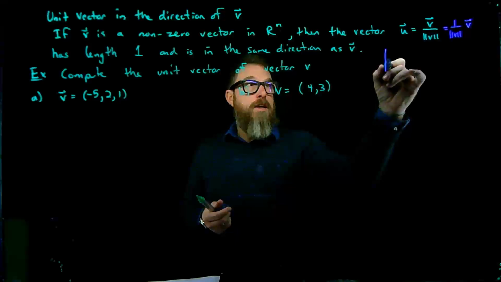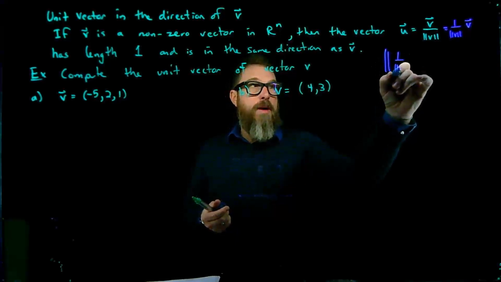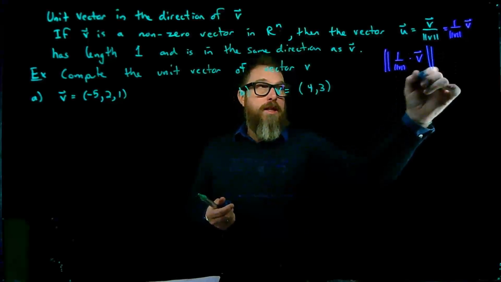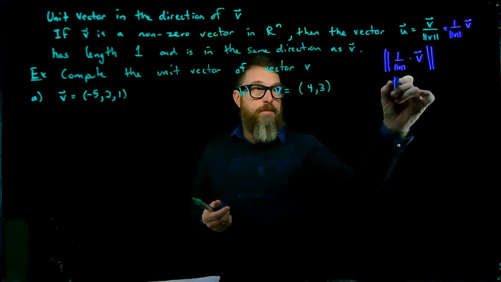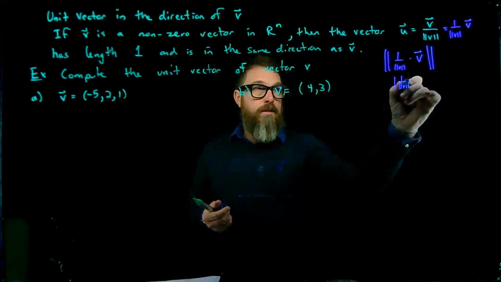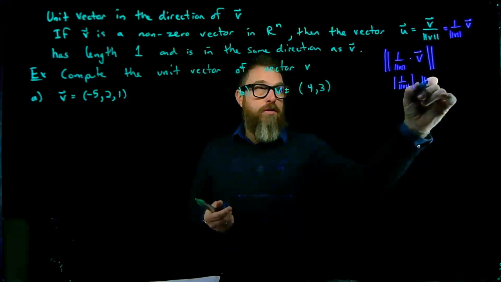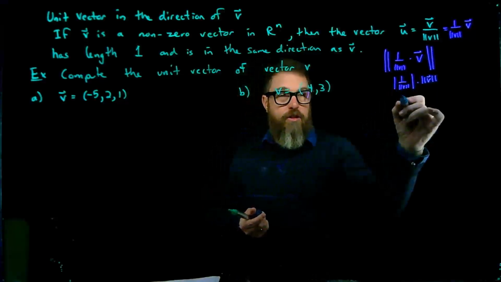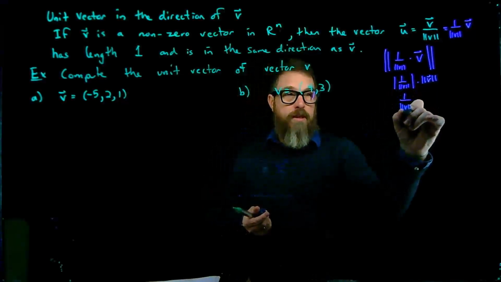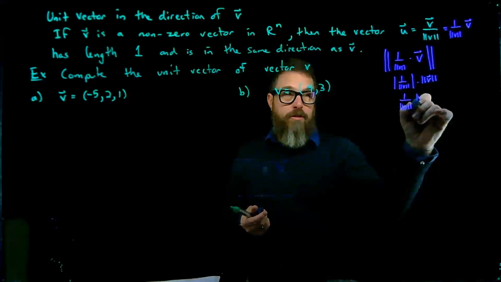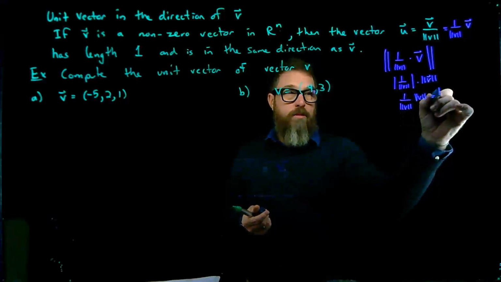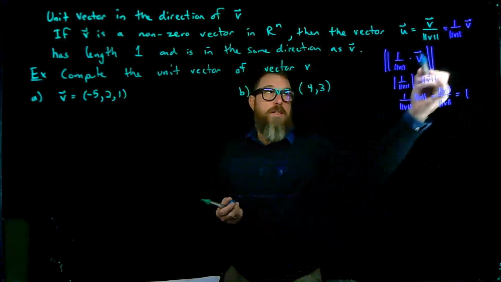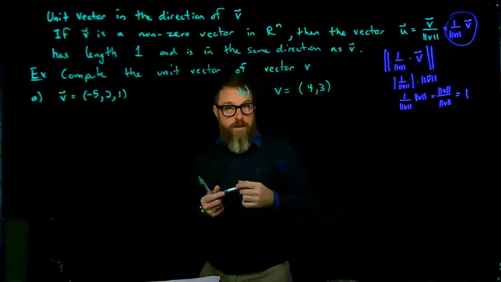Showing that is this. So what is the magnitude of 1 over the magnitude of v times v? Well, again, this is nothing more than a scalar, so this would be the absolute value of that multiplied by the magnitude of v. And since the magnitude is already positive, this is redundant. This is just 1 over the magnitude of v multiplied by the magnitude of v, which would be equal to the magnitude of v over the magnitude of v, which in this case will be equal to 1. So I can tell that this has length 1.